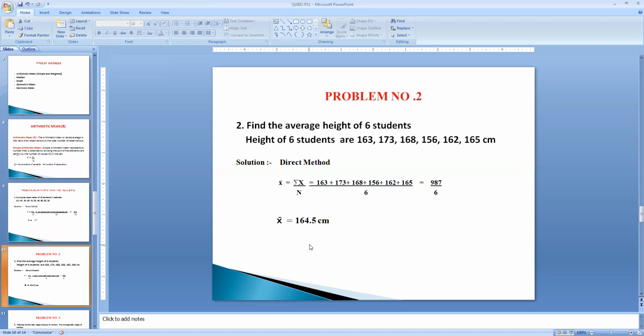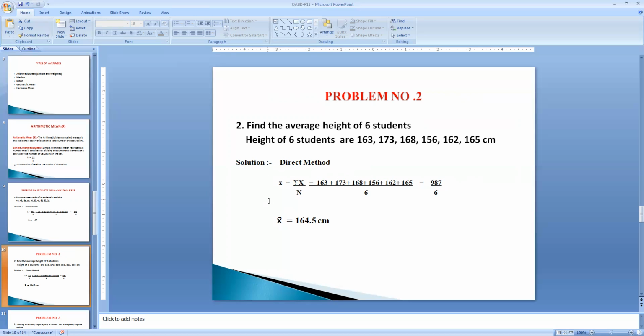Let us go to the second question. Find the average height of 6 students. Whatever information is given becomes the x variables. Here the heights of the 6 students are given: one student's height is 163 centimeters, another 173, 168, 156, 162 and 165 centimeters.